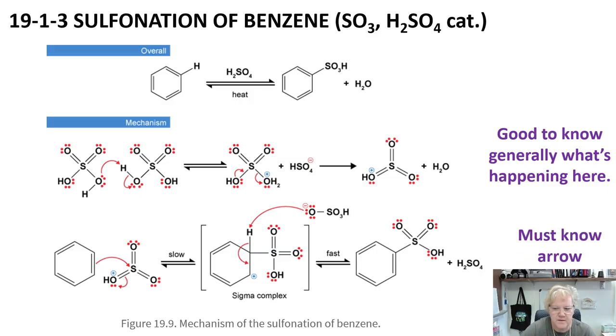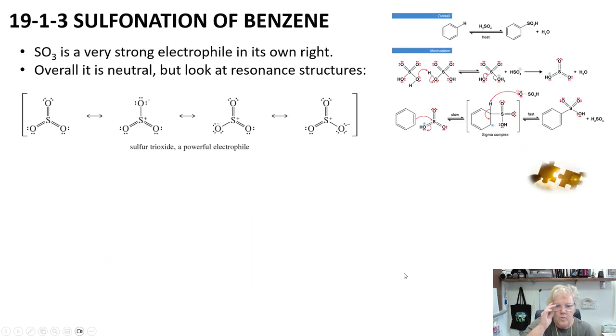All right. You must know the arrow pushing for this last step. One other thing about the sulfonation of benzene. One reagent that wasn't in the mix that you saw is SO3. If you can throw SO3 in the mix, it's a really strong electrophile in its own right, because overall it is neutral, but it has lots of resonance stabilizing structures.